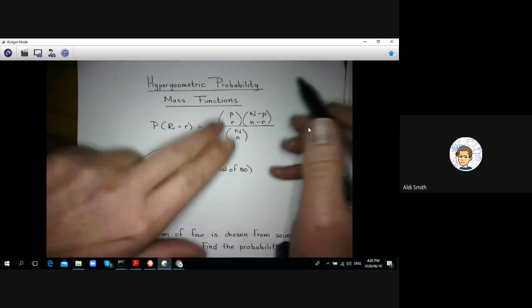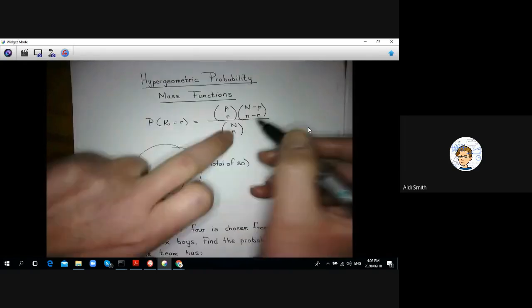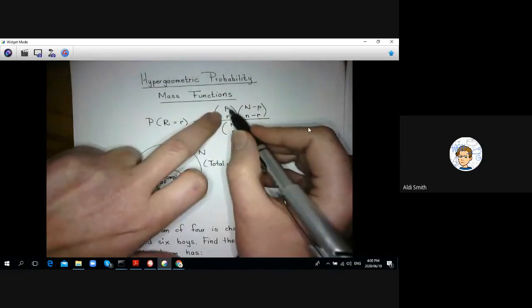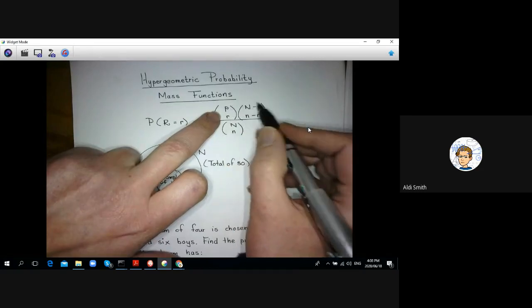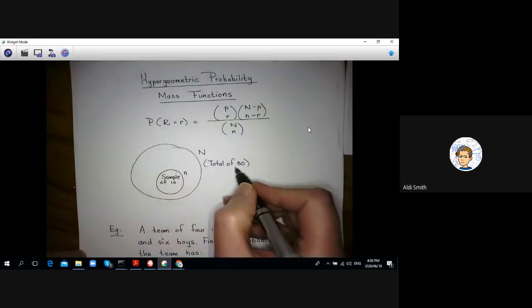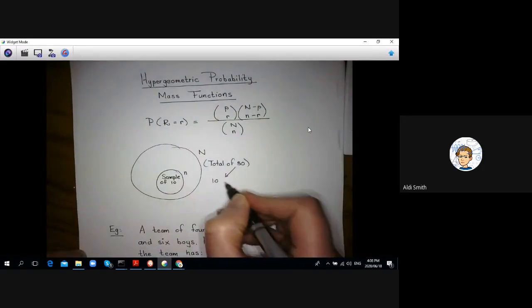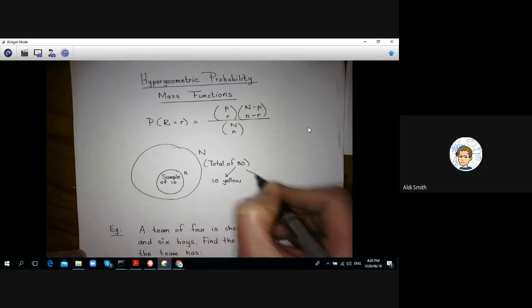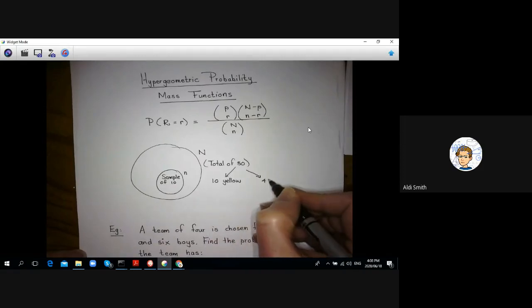So what happens over here is that total of 50 is split up into the total number that has the property and that which does not have the property. So here I will say that, for instance, there are 10 yellow ones in the pot of 50, which means there are 40 not yellow ones.